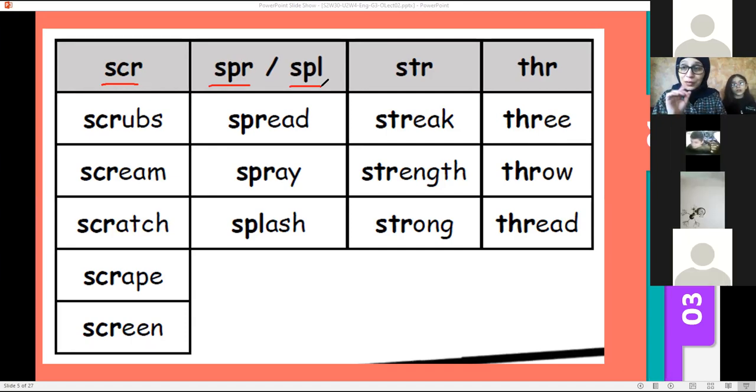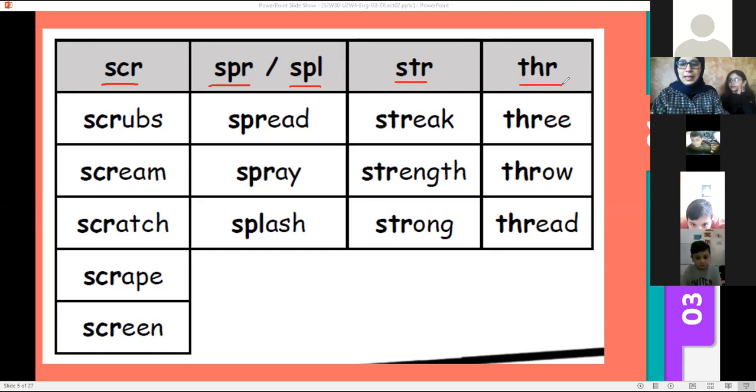Spl, not spell. Spl. Str. Yes. And the last one? Thr, not there. Thr, one blend. You read them at once. Don't put any letter in between. Okay, my dear? Great job.